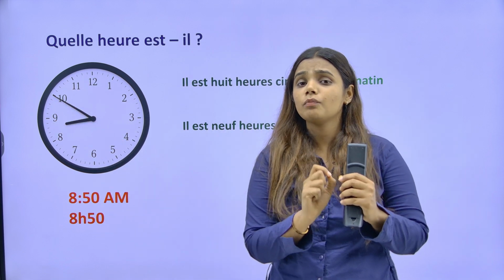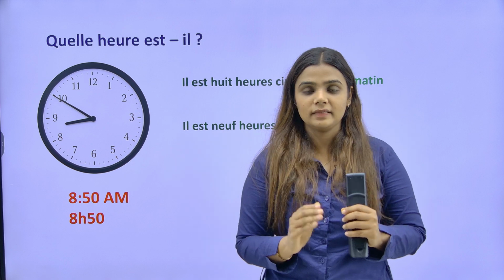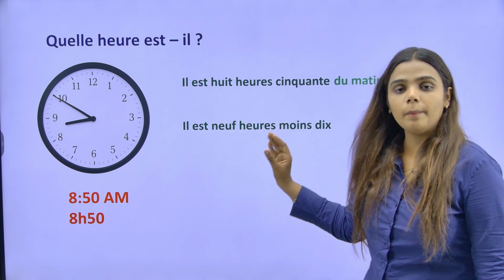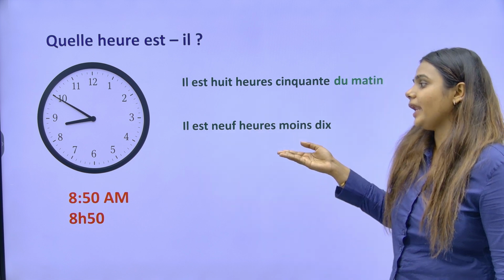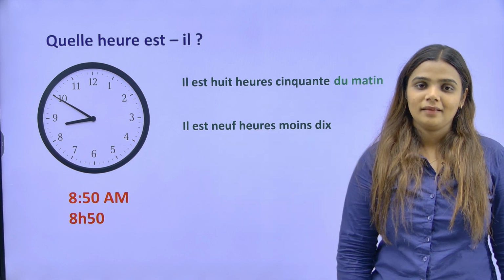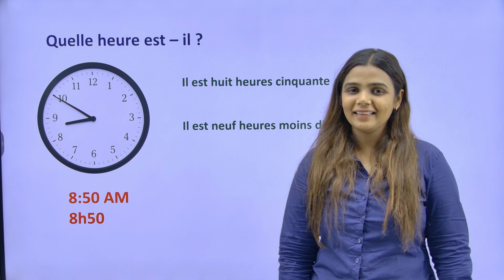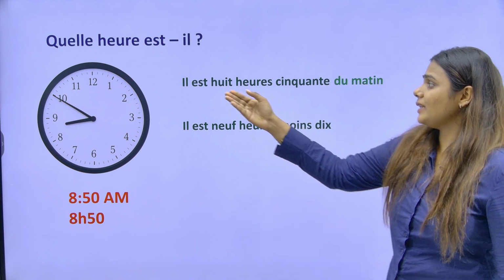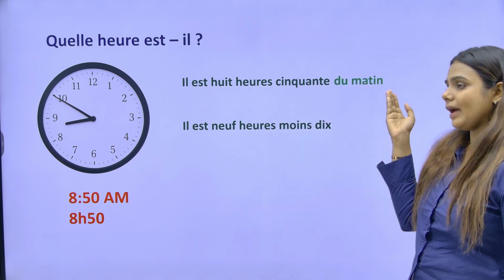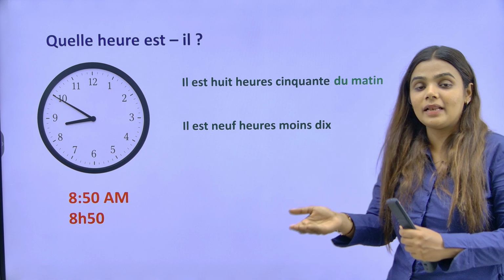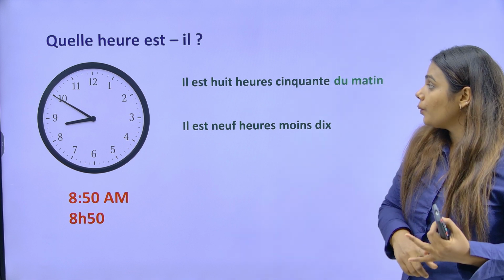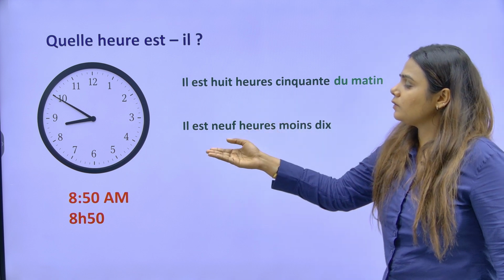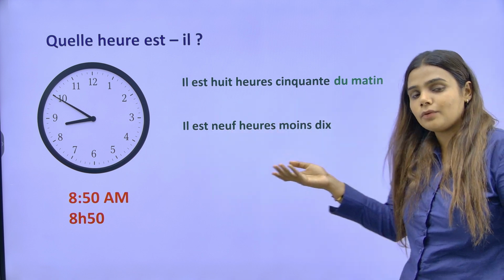But I will not say moins le 10, just moins 10. So whichever number you want to deduct, you just say minus and the number. I hope you are understanding. That's great. Also, one more point, I can say il est 8h50 du matin as well, if I'm using the 12-hour clock. Il est 8h50 du matin. Here also I can say il est 9h10 du matin.